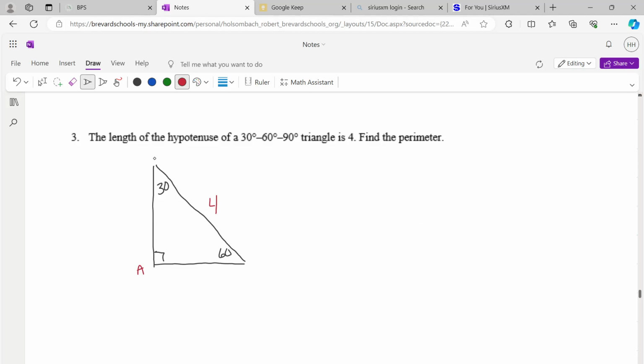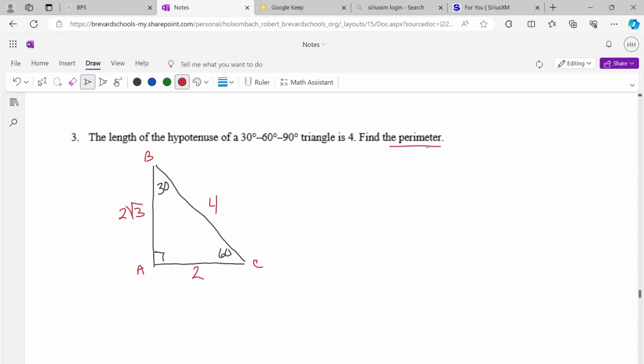So if we label this ABC, I'm going to find side AC first. If you remember from Monday, the short leg of a 30, 60, 90 right triangle is always half the length of the hypotenuse. So AC is half of 4, which is 2. And the short leg times the square root of 3 equals the long leg of a 30, 60, 90. So side AB would be equal to 2 radical 3.